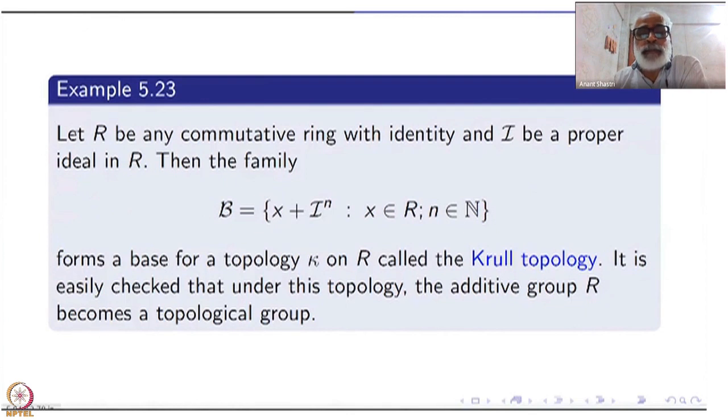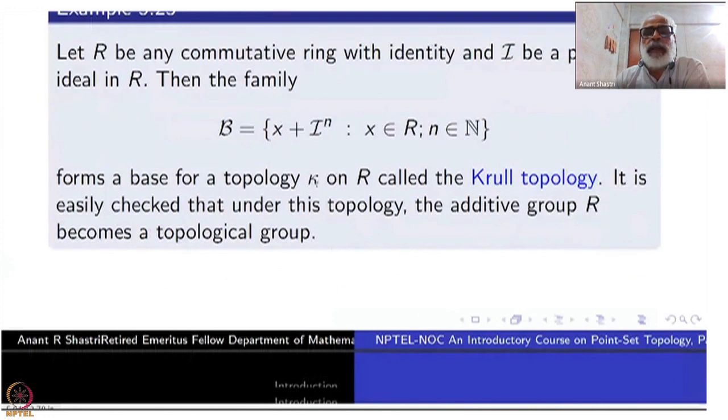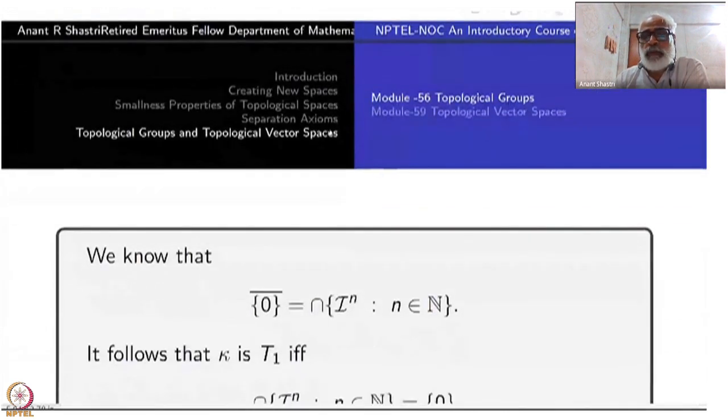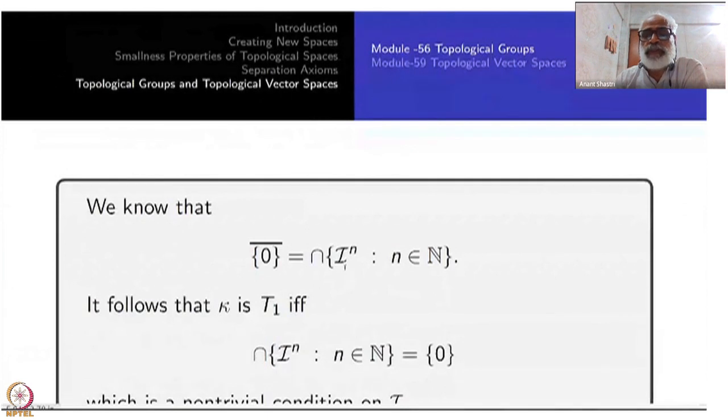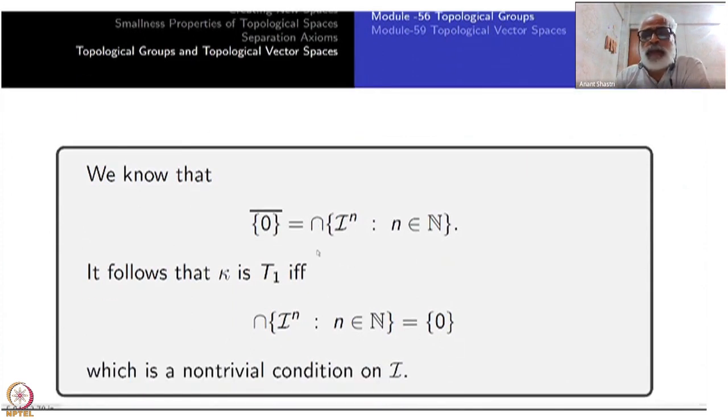Under that topology, addition in the ring, it is a commutative group, right? So addition in the ring becomes a topological group. Both addition and subtraction are continuous. That is the meaning of a topological group. And we know that if you take these I^n with x equal to 0 here, they will form a neighborhood system for 0. The intersection of all these neighborhoods, namely just I^n, where n ranges over the natural numbers, we know that it is equal to the closure of {0}. This is a general fact about any topological group.